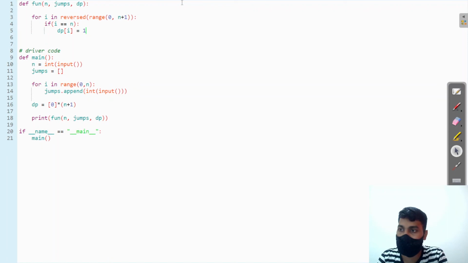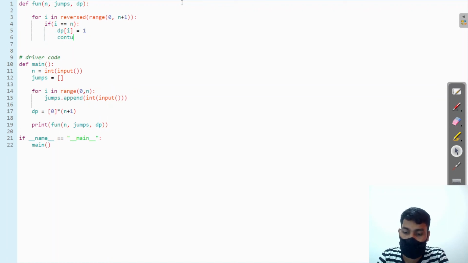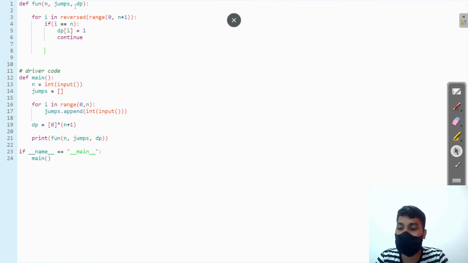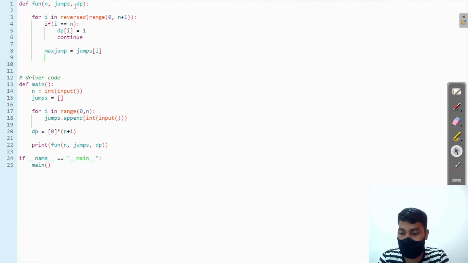Now after doing this, continue, right? Now we are going to store the answers, but to do that first we need to use this jumps array, right? So I make a variable max jump, and I'll be storing the value of jumps at this current position, that is at this current stair. How many jumps are there, I'll be storing in max jump, right?